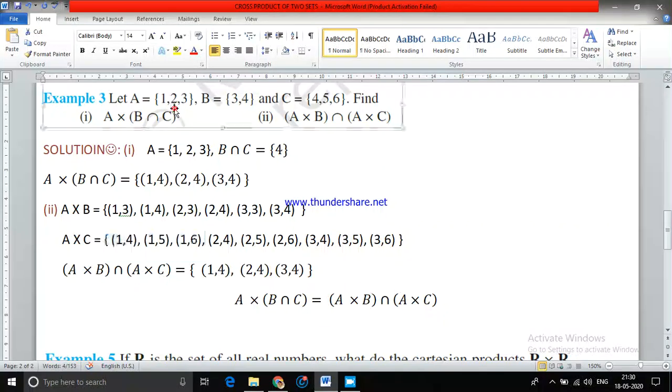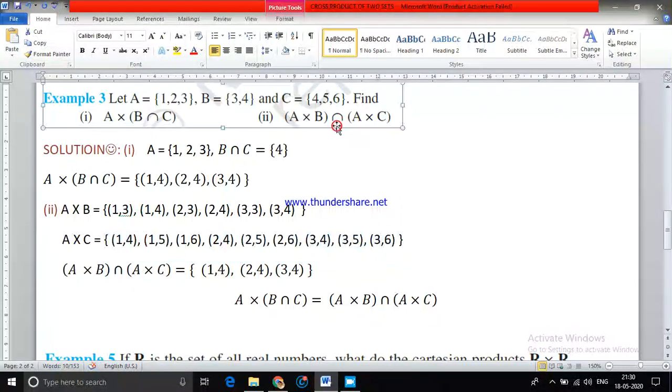Then the second element of A is 2. Then (2, 4), (2, 5), (2, 6). Then the third element of A is 3. Then (3, 4), (3, 5), (3, 6). So these are all the elements of A cross C.